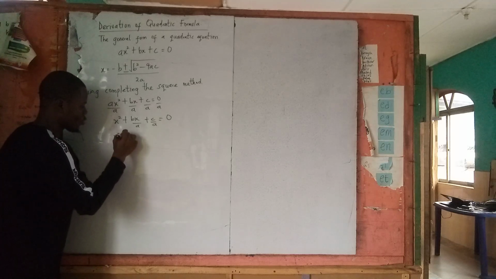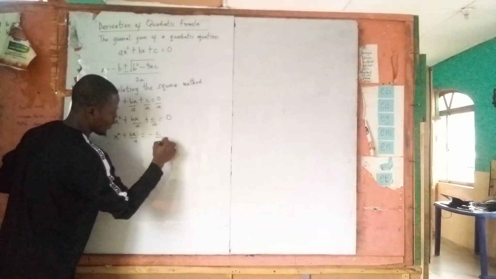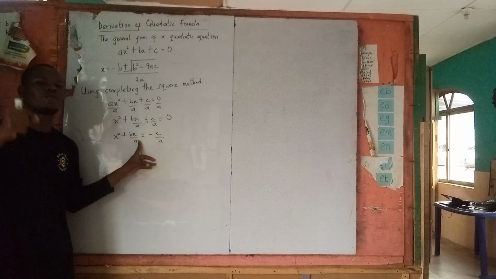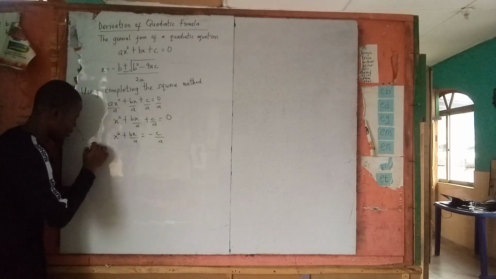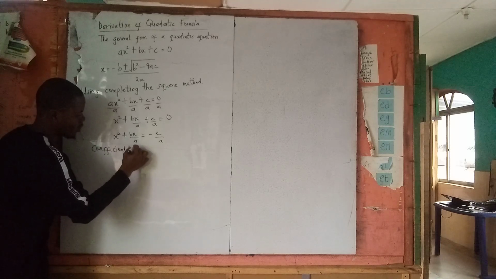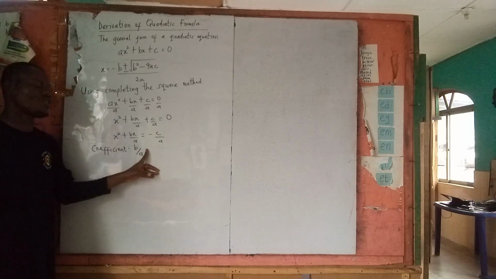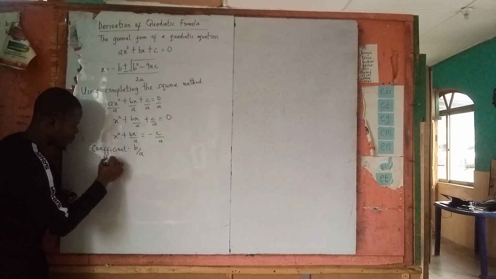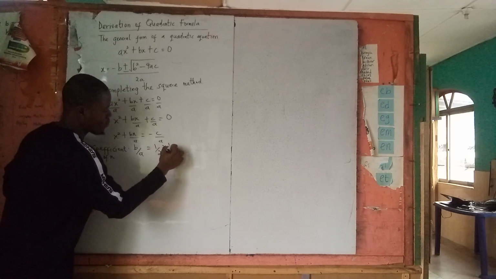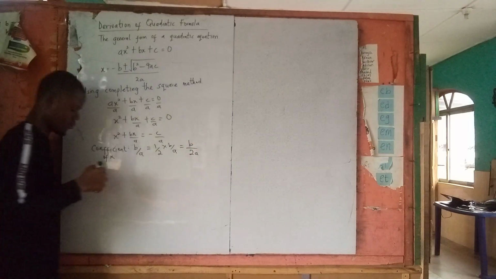So the next thing is for us to bring this constant to the other side. We're going to have x squared plus bx over a is equal to minus c over a. The next thing is to get the coefficient of x, which here is b over a. Then you find half of the coefficient of x. Half of the coefficient of x is 1 over 2 times b over a, which gives us b over 2a.